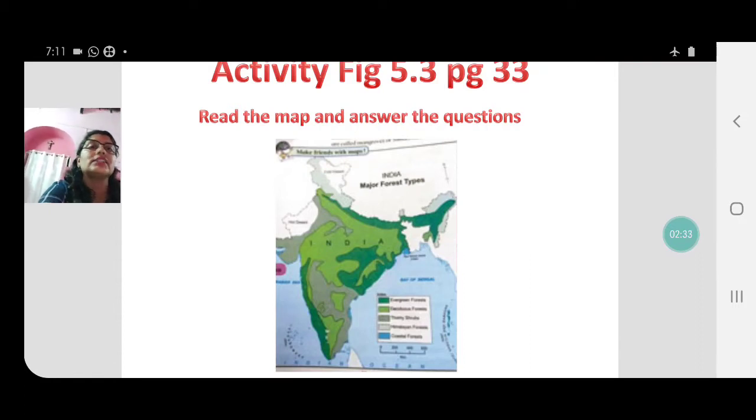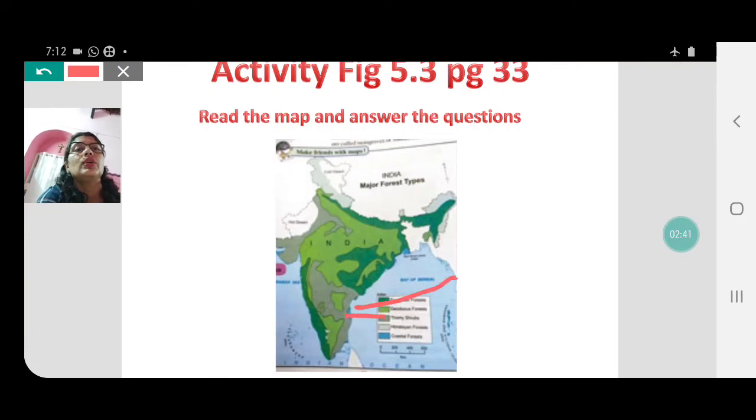The second question is, on which coast do you mainly find the coastal vegetation? And the coastal vegetation you see in blue, at this corner, that is on the eastern coast of India, in the marshy areas. The third question is, which type of forest occupy maximum area in India and why?